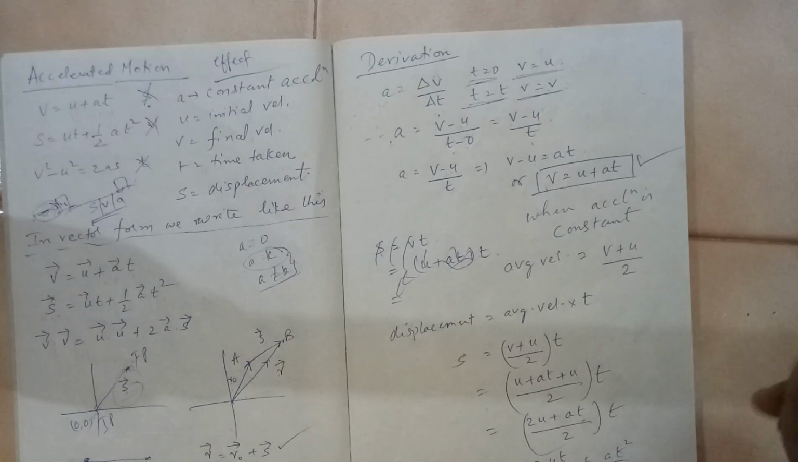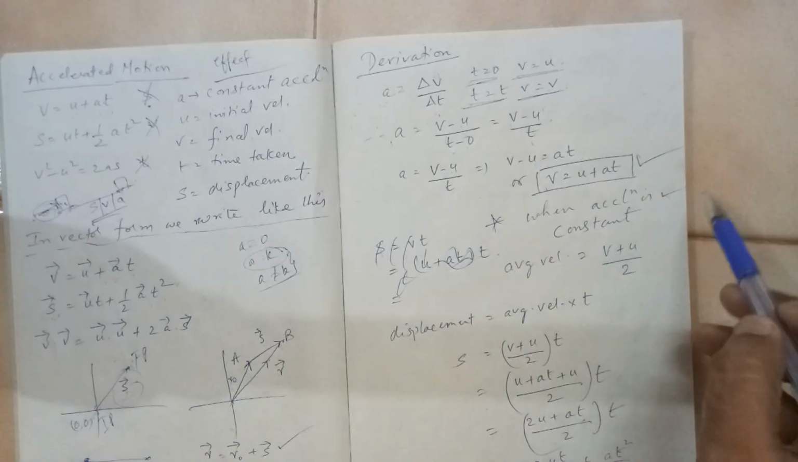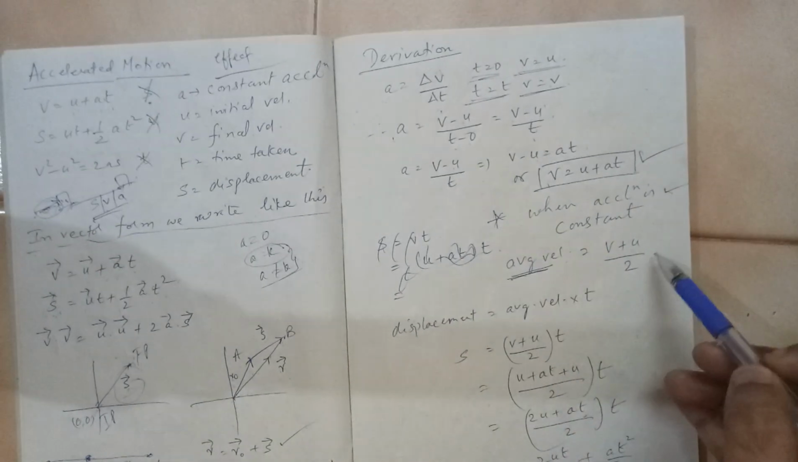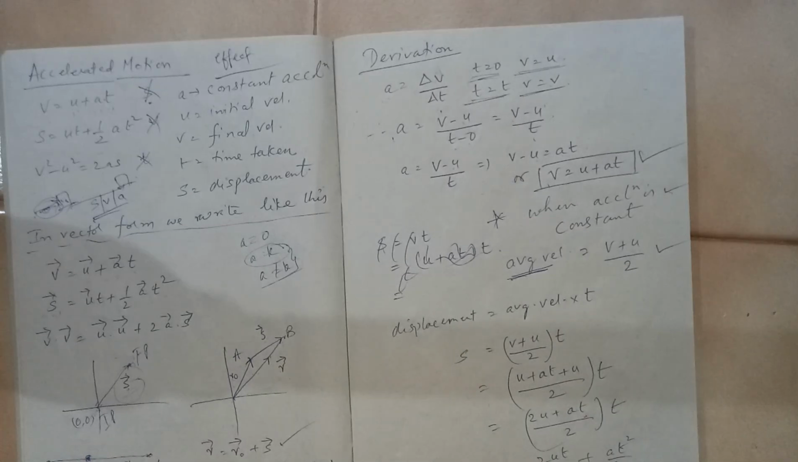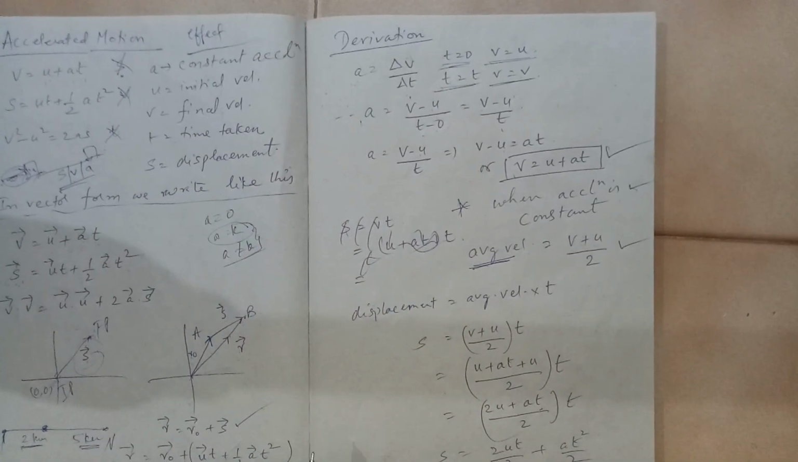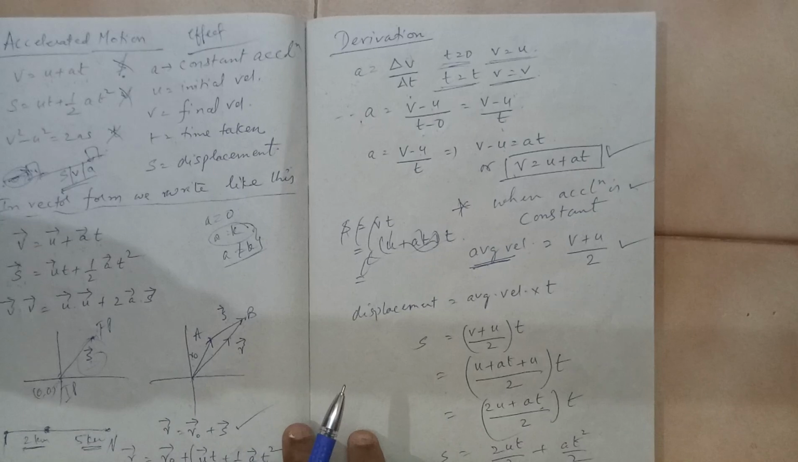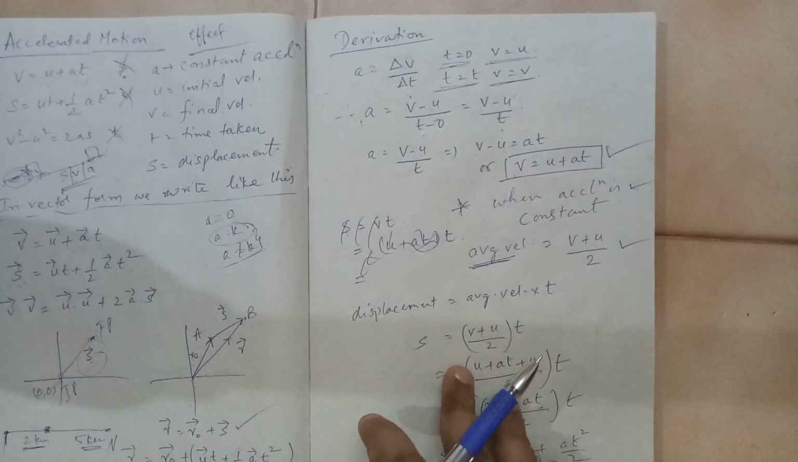Now, remember, this point is a very important point. When acceleration is constant, average velocity is equal to (v plus u) by 2. In many problems we use this concept. When acceleration is constant, you can say average velocity is equal to (v plus u) by 2. We will see what constant acceleration and varying acceleration are with a simple example later.